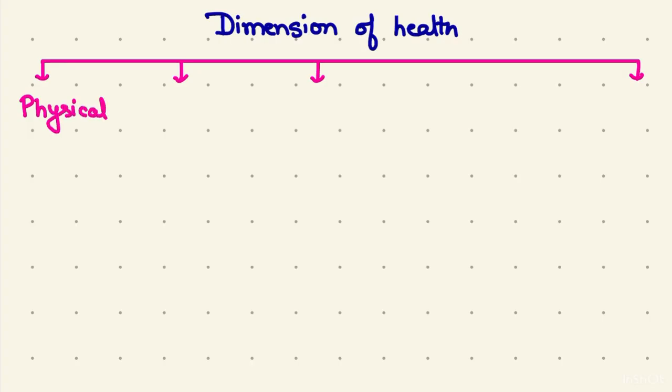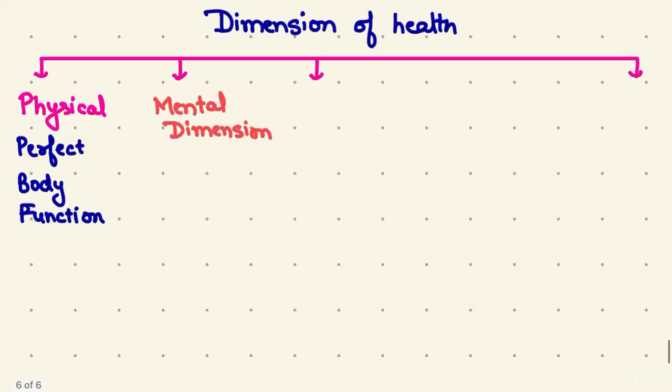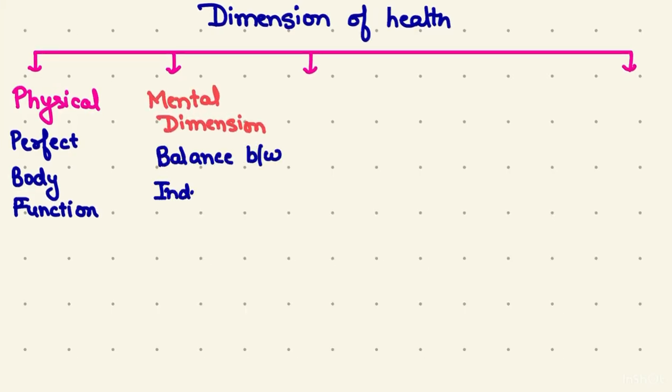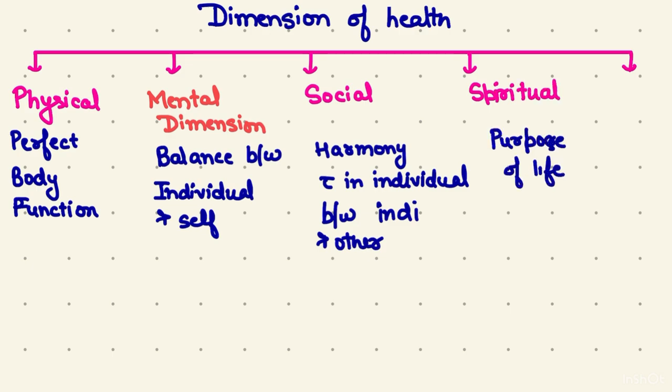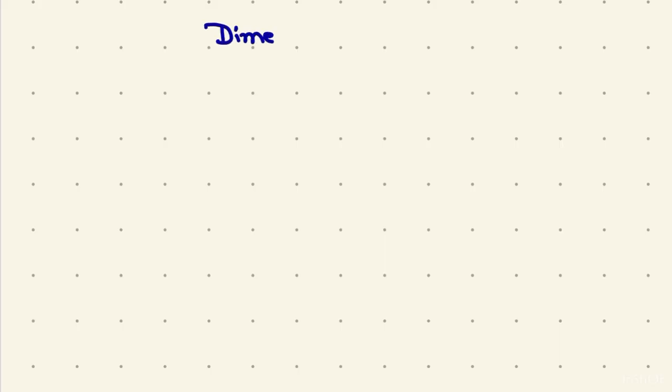First one is physical. Physical means perfect body function. If that's the case, then you are healthy. Mental dimension means balance between the individual and himself. Then we have another dimension that is social, which means harmony within the individual and between the individual and others. We have a spiritual dimension also, which means finding the purpose of life.